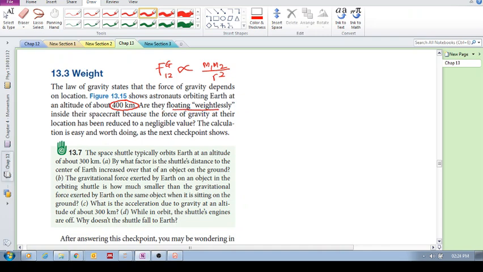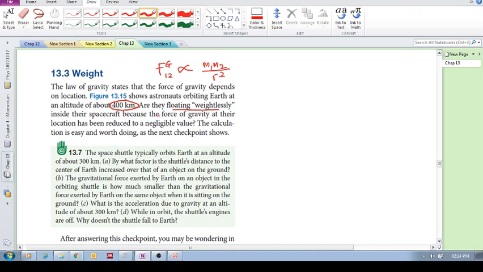The question is, they're floating weightlessly, right? And we know that the force of gravity is dependent on this distance. So is this weightlessness, this floating, due to perhaps this distance being so large that this force of gravity has become negligible, very small, so small that they're floating? Okay, so this is the way this section opens up.